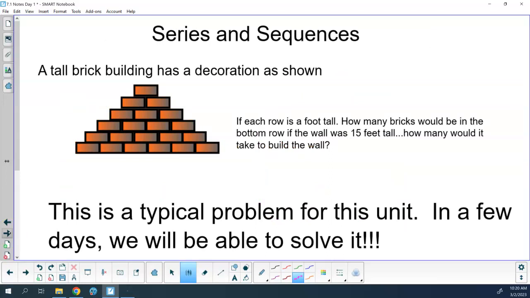Another classic type problem is: a tall brick building has a decoration as shown. Each row is 1 foot tall. How many bricks would be in the bottom row if the wall is 15 feet tall? And how many total bricks would it take to build the wall? So we can answer the first one in a couple of minutes, answer the second one tomorrow if we didn't want to do the long one.